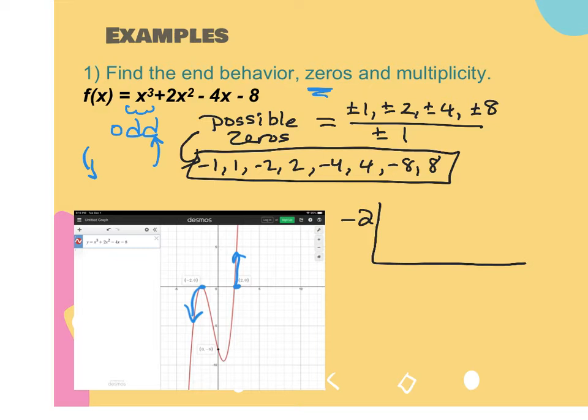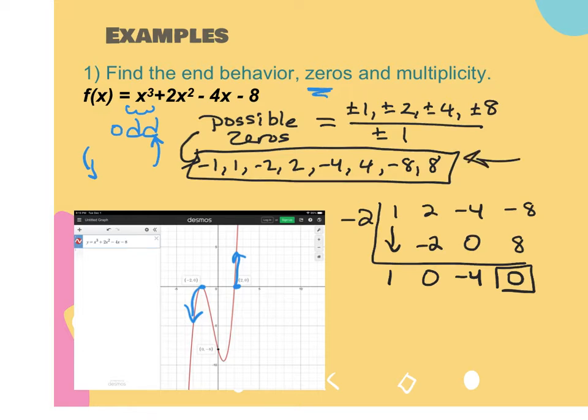All right, so let's go ahead and add the coefficients in. 1, 2, -4, -8. I'm going to bring down. I'm going to multiply. I'm going to add the column. I'm going to multiply again. I'm going to add the column, and I'm going to multiply again. I already knew that this is going to be a 0 because I looked at the graph. However, if we were guessing and testing from this list, it may not have worked.